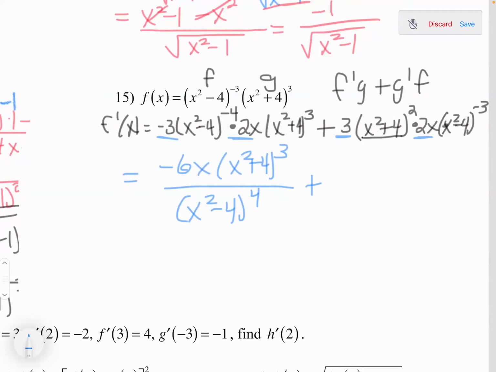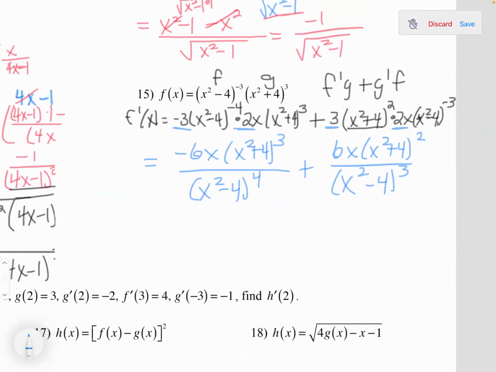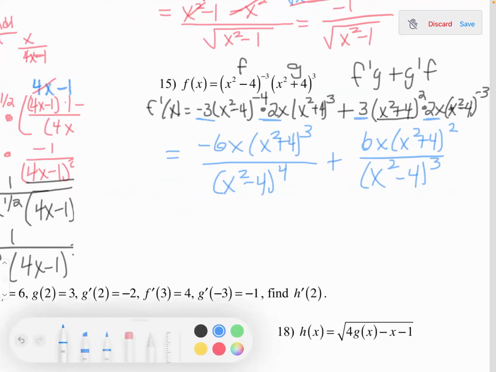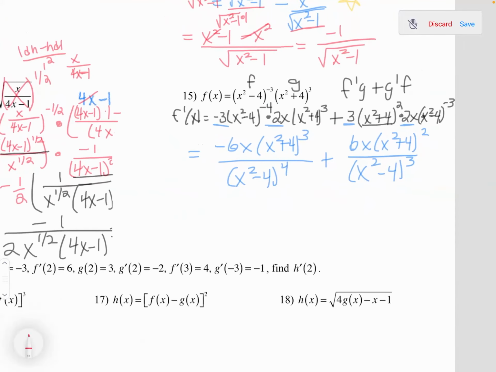Plus 3 times 2x is 6x. And we get x squared plus 4 squared. And we're going to move this x squared minus 4 to the negative 3 to the denominator. So we get x squared minus 4 to the third power. Now we could combine some like terms here, maybe, if we had any. We can do some factoring out. But since we do have two fractions, we probably do want to find a common denominator.